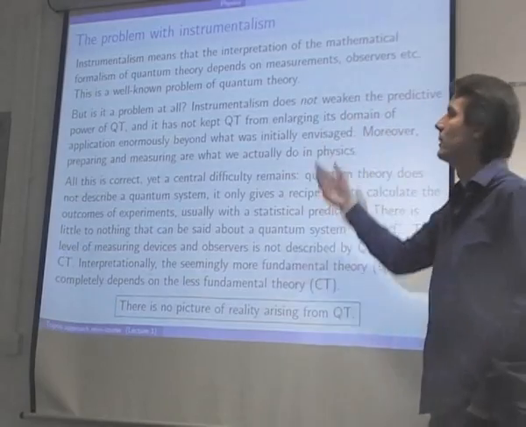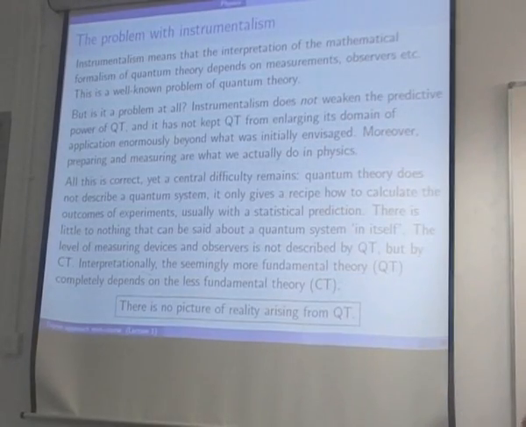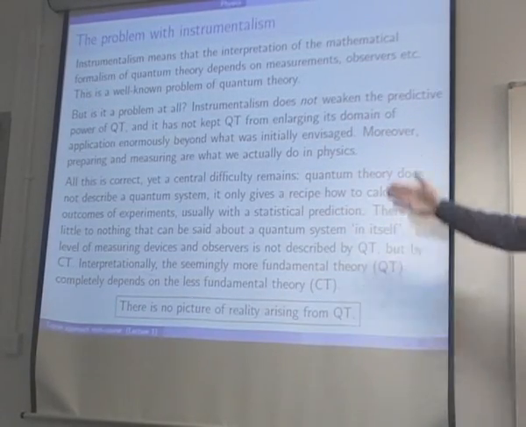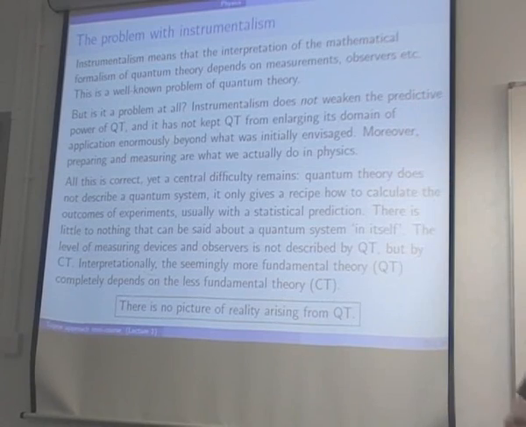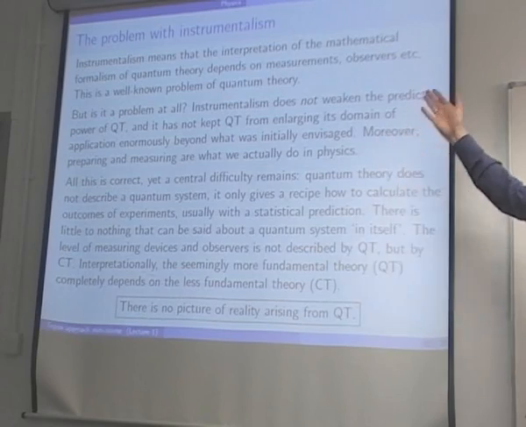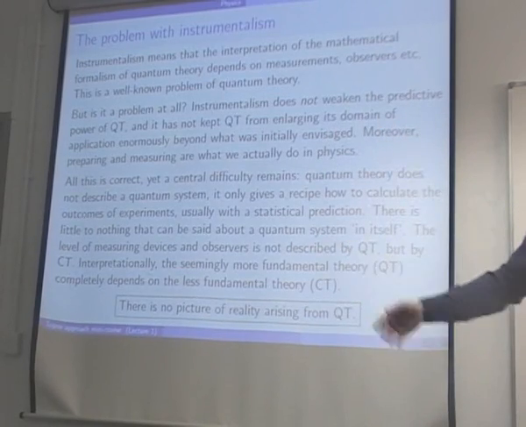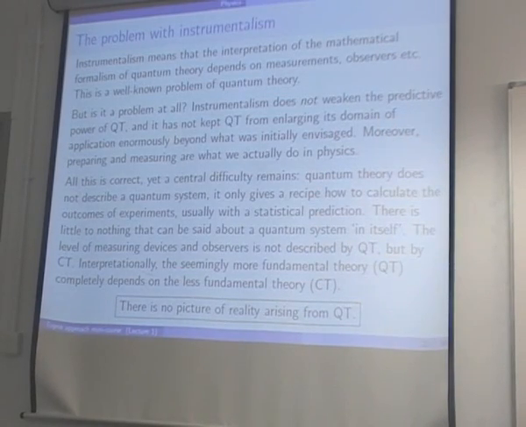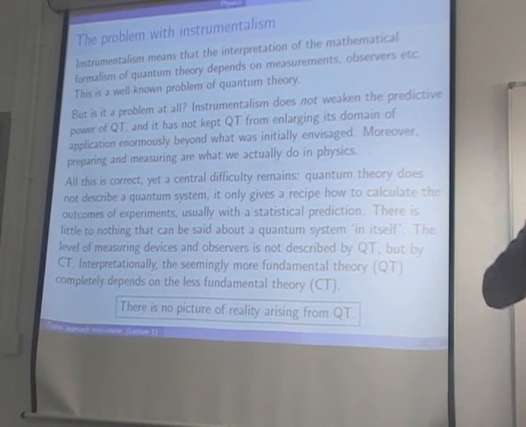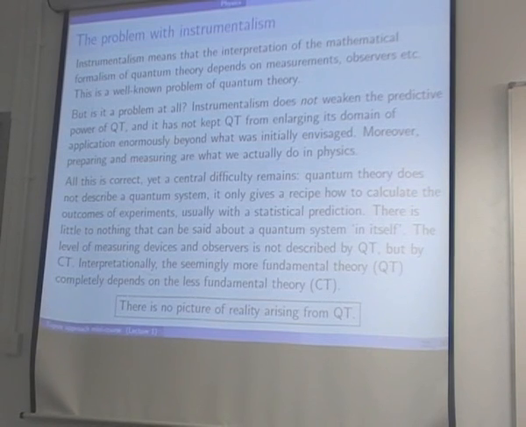This is a well-known problem of quantum theory, but why is it a problem? I mean, instrumentalism does not weaken the predictive power of quantum theory. It does not keep us from enlarging the domain of application, as we've done in the past, enormously beyond what was initially envisaged. And moreover, isn't that what we do in physics? We prepare a system, it evolves, and then we perform a measurement. So that's what it means to do physics. So why is there a problem?